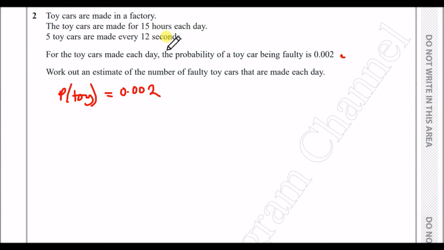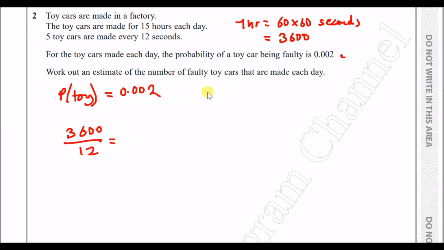So let's firstly work out how many toy cars are made, and then we can easily work this out, yeah? So far, you've got 5 toy cars every 12 seconds. We're going to work out how many seconds there are in an hour. Well, we should know that 1 hour is equivalent to 60 minutes, or 60 times 60 seconds, and that gives us 3,600. Now we can divide this quantity by 12. So 3,600 divided by 12 gives us 300.